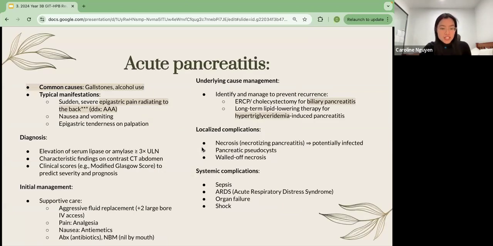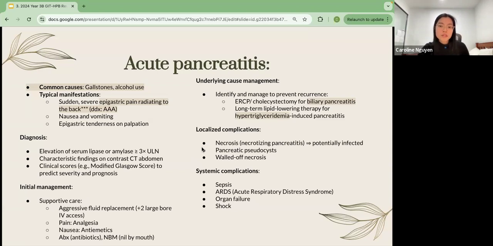So the typical manifestations are severe epigastric pain radiating to the back. And remember, a differential diagnosis of this is an AAA. So keep that in mind. It also causes nausea, vomiting, epigastric tenderness on palpation. To diagnose it, the lipase and amylase need to be more than 3 times the upper limit. And the sad thing about pancreatitis is we can't fix it, you can't treat it.